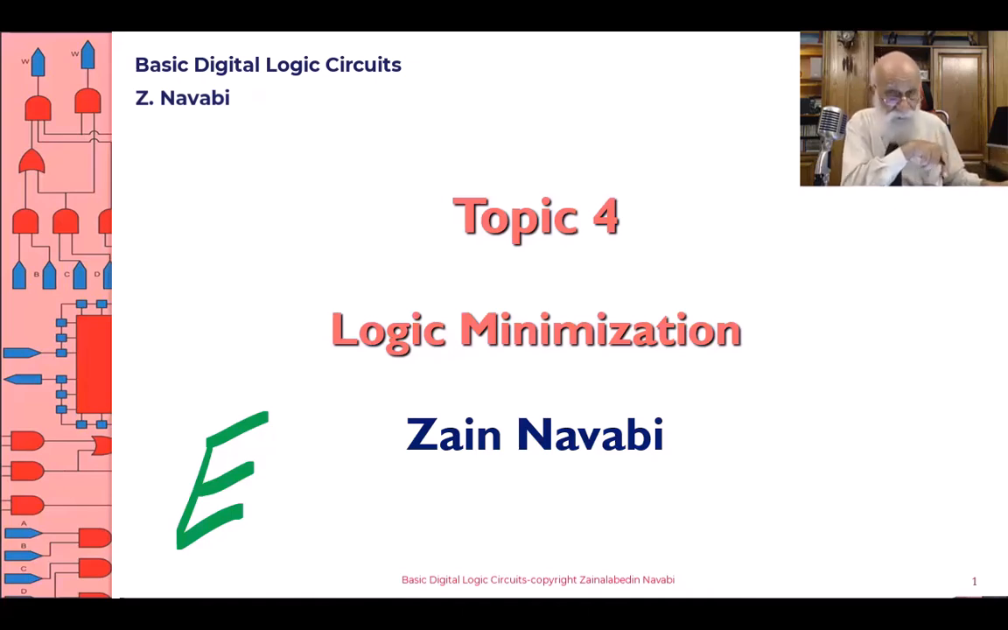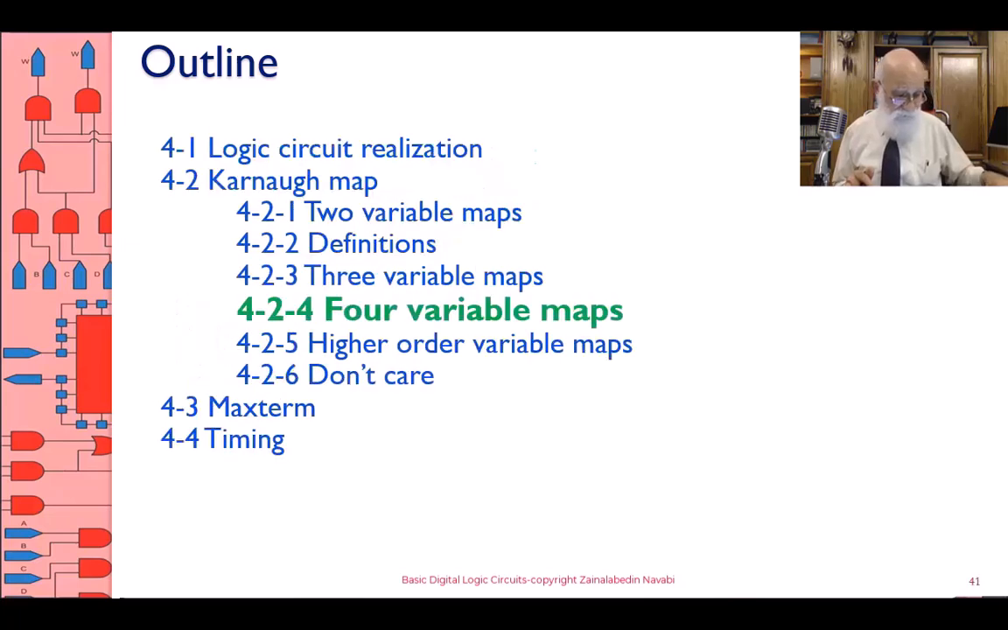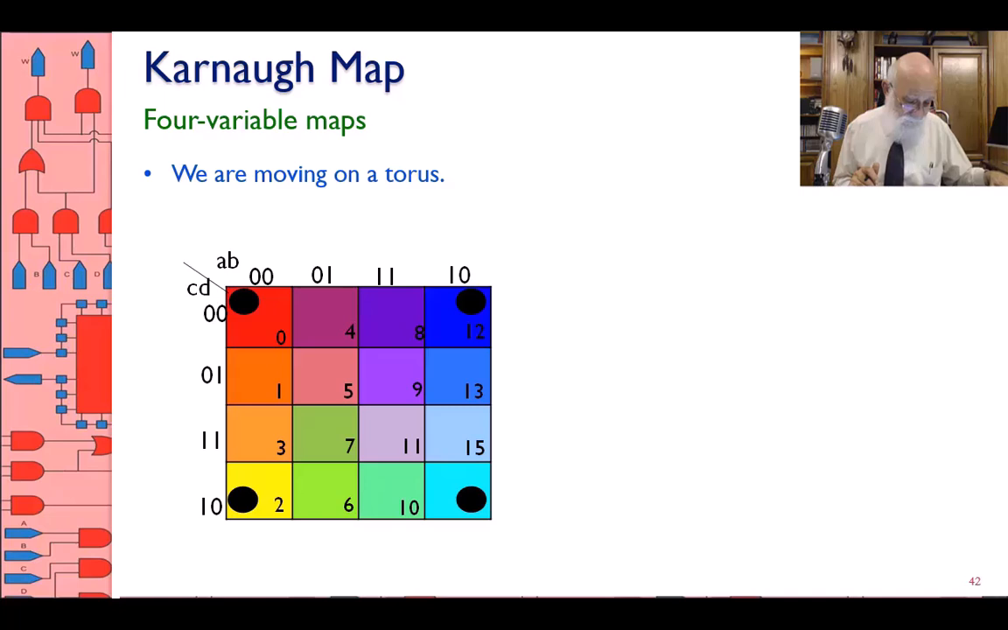So what I'm going to do now is go into four variable Karnaugh maps, and for the four variable Karnaugh maps, we do examples and we do more, like I said, more definitions of how the physical adjacency is defined. All right, let's start with this.